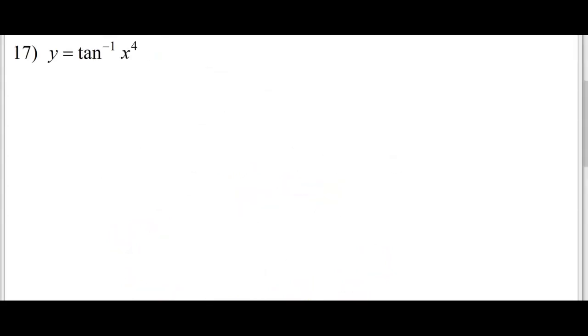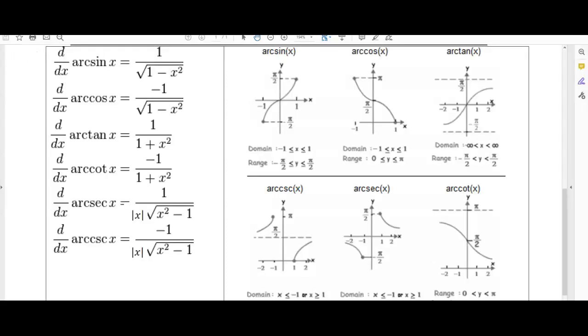All right, let's go ahead and take a look at number 18. One more arc trig function. We've got arc cosine. So when you want to find the derivative of arc cosine, that's the pattern we're looking at there.